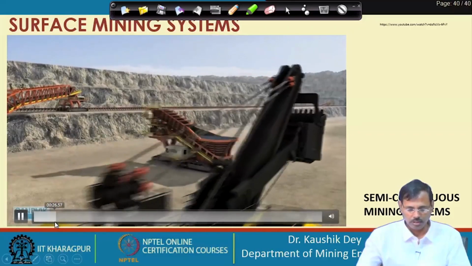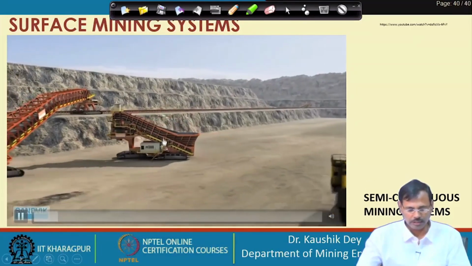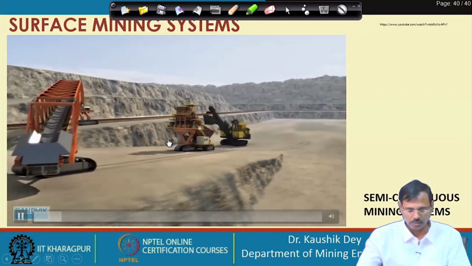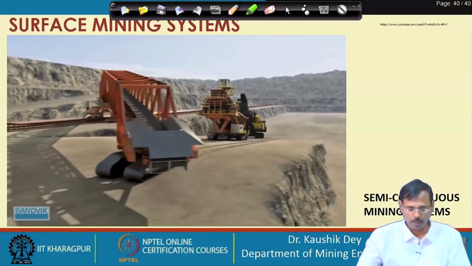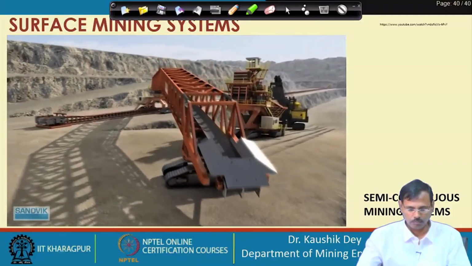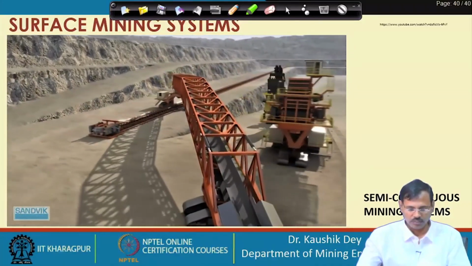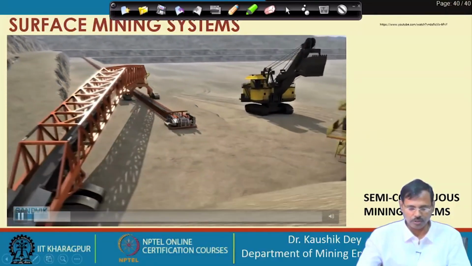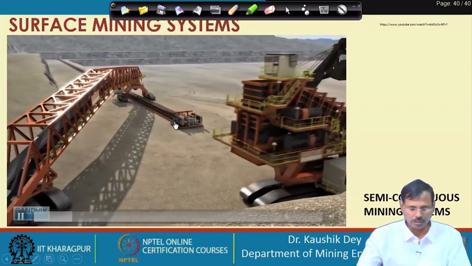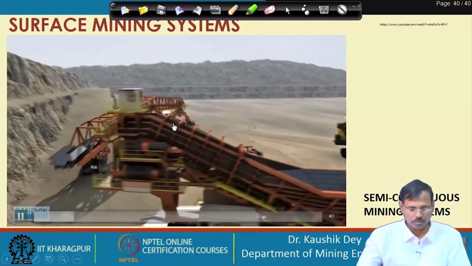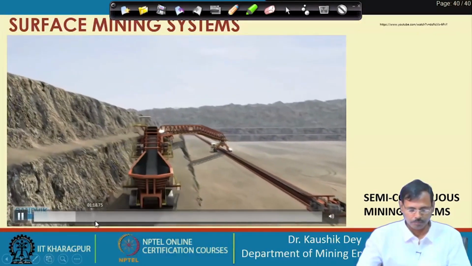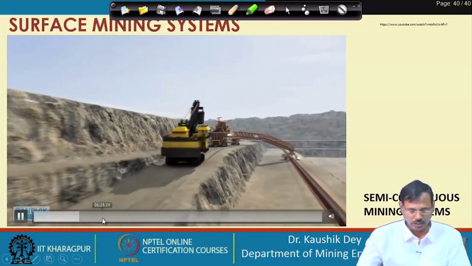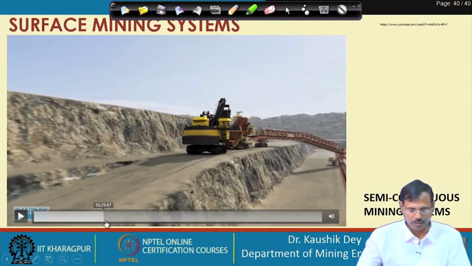so you can see this is the mobile crusher, this is an animated video. So, this mobile crusher is moving and this is the mobile transport conveyor, this is the shiftable conveyor. So, this mobile transport conveyor and this is the excavator. So, these three are moving simultaneously.